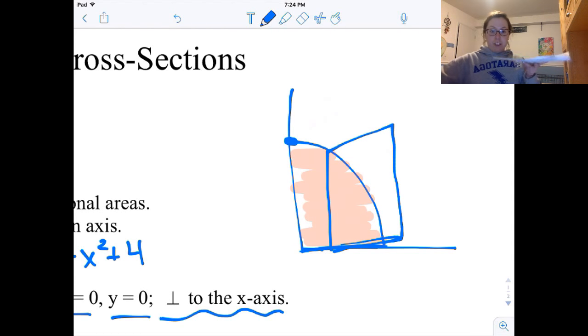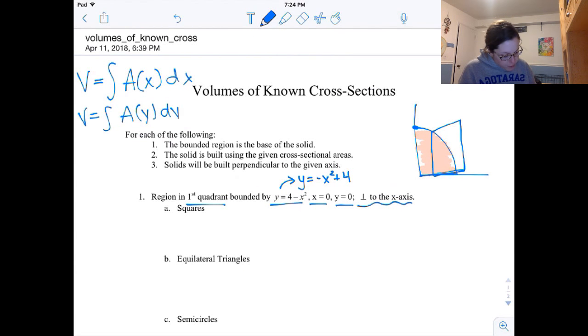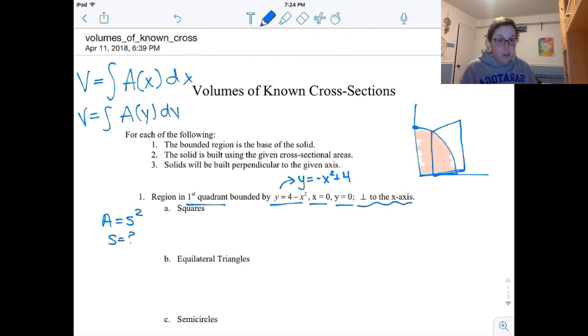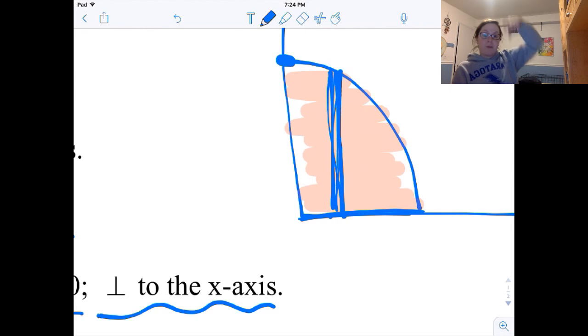If this is my region, I'm placing these squares on top of the region, coming out three-dimensionally. Think about how we would do this. The area of a square is side squared, so I need to figure out the side length. Think about this picture again. The side of that square would be from the top to the bottom, because we're building the square out from there.